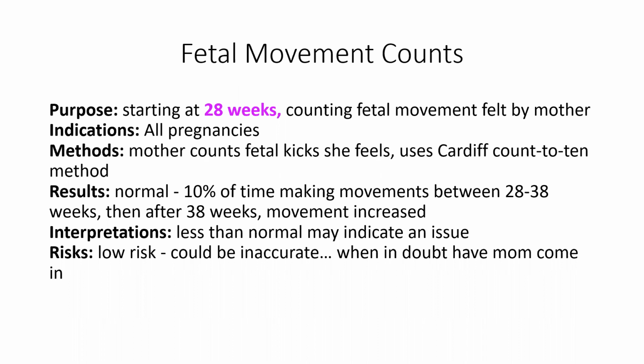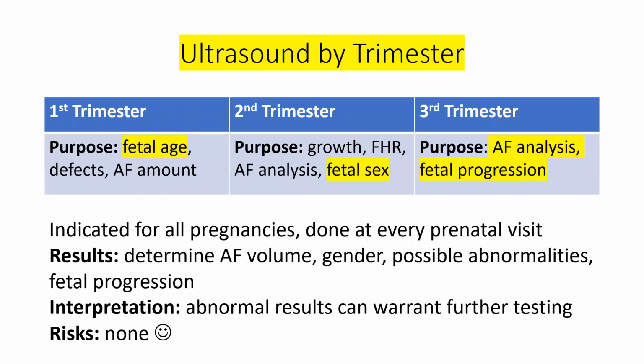Okay, next is kind of a flip. Going into ultrasound, we have three different trimesters that it's broken up into. Within the first trimester, we're talking about determining fetal age, maybe if they have any potential defects. Also, how much amniotic fluid are they having? Are they oligo, are they poly, or are they normal? This is indicated always for all pregnancies, done at every prenatal visit. Of course, an abnormal result would warrant further testing.